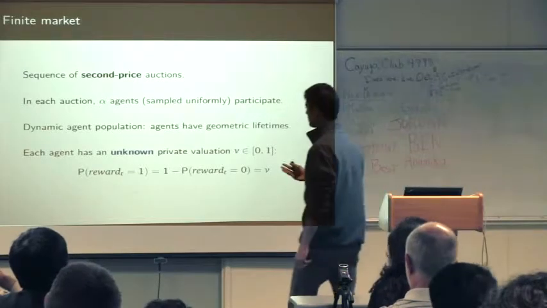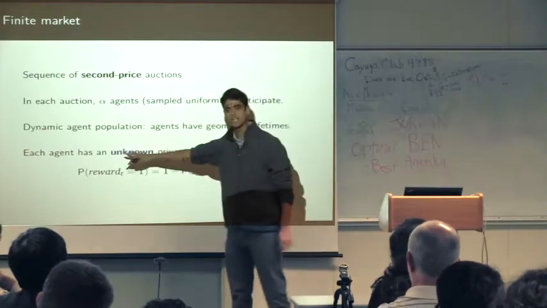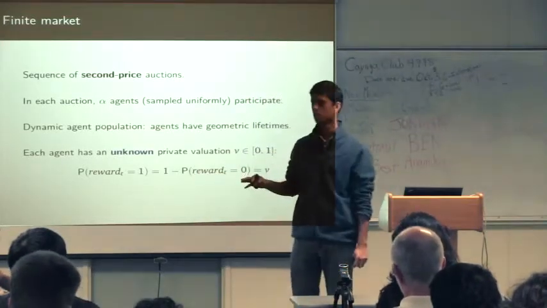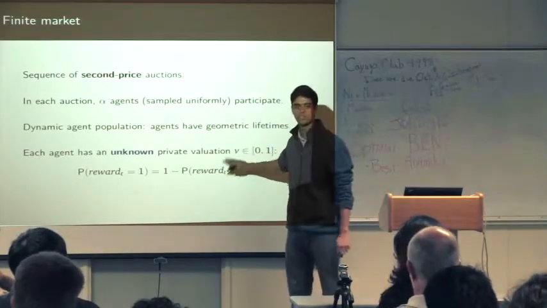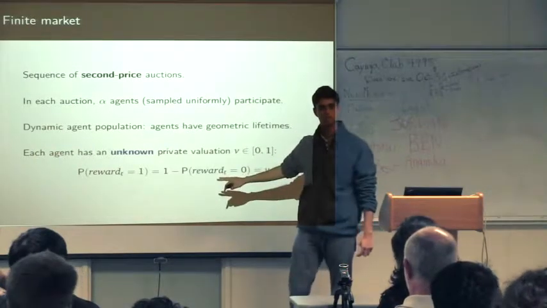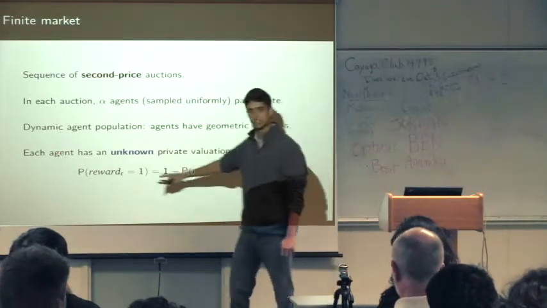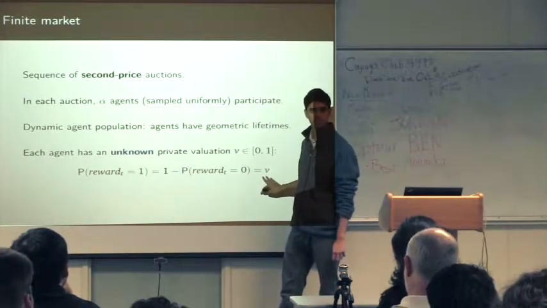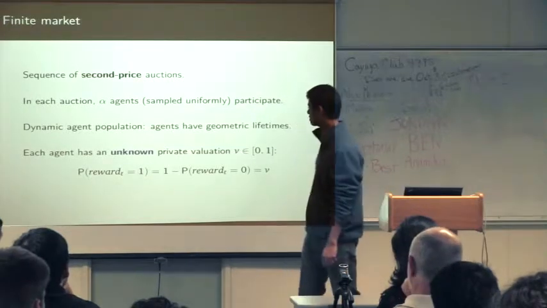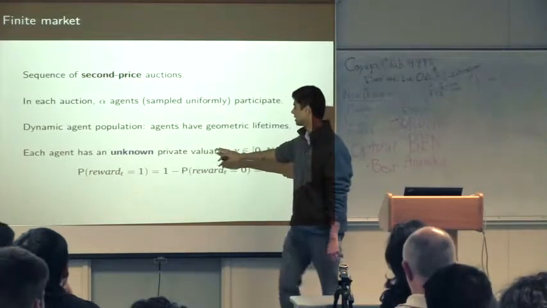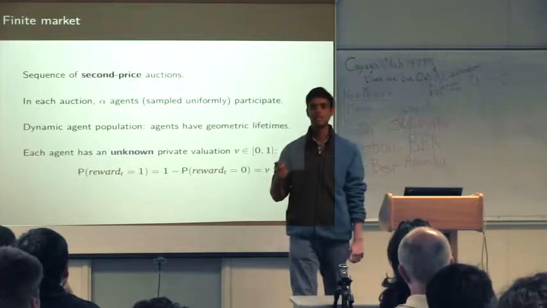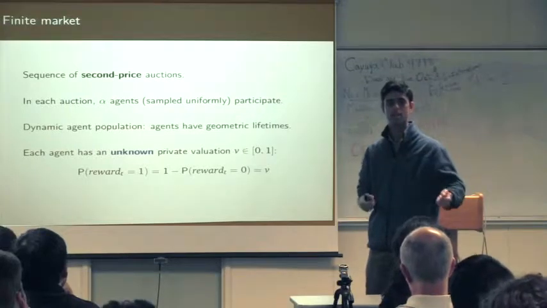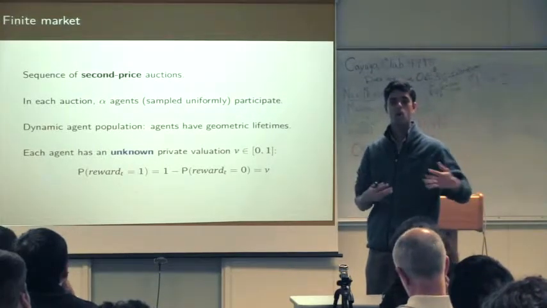So what is it that they are learning? We assume that each agent has an unknown private valuation V. This is some number between 0 and 1, and this dictates the distribution of rewards that they get. In particular, we assume that the reward is either 1 with some probability V or 0 with probability 1 minus V. What this means is that if the agent has a private valuation V, then this is the likelihood with which a user clicking on that ad will come to the website and convert into revenue now or in the future.